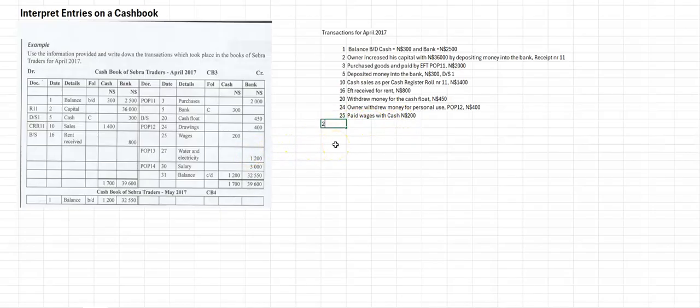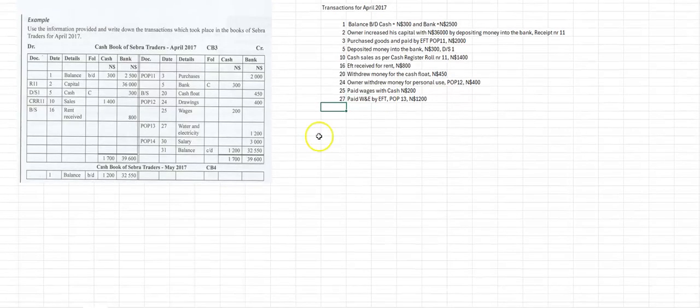Okay, so then we have the 27th. On the 27th, we have a proof of payment number 13. We paid water and electricity with $1,200. So paid water and electricity, sorry, by EFT, using proof of payment number 13, and the value is $1,200.